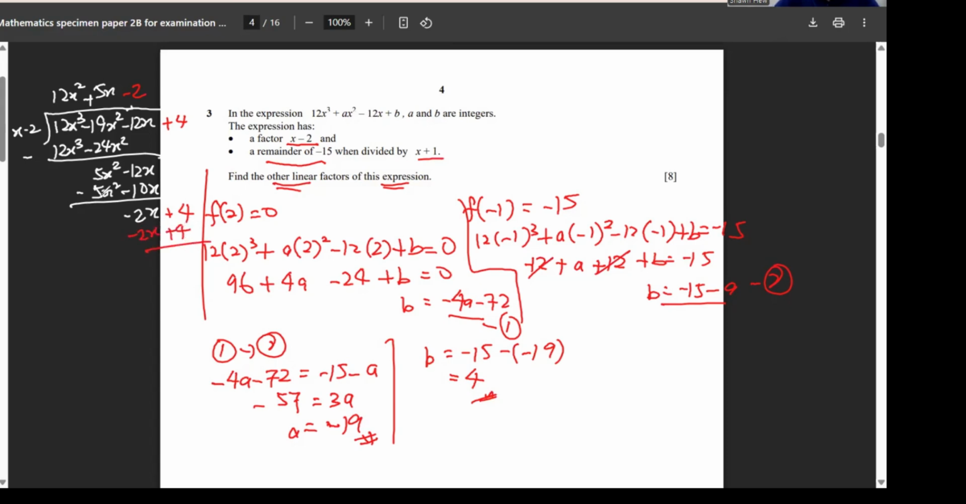Just nice. Then I can confirm my equation is, so I factorize this part. You can use the calculator to assist you. It will be 4x minus 1, 3x plus 2. The question does not ask us to solve, so you can stop here. And all these are linear factors, x power 1, x power 1, x power 1. Then you gain these 8 marks.